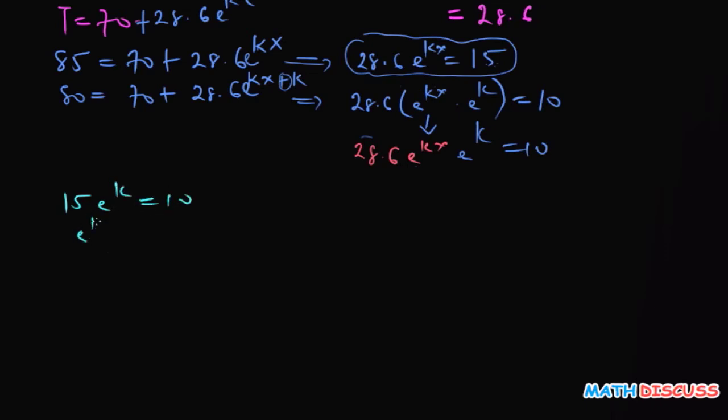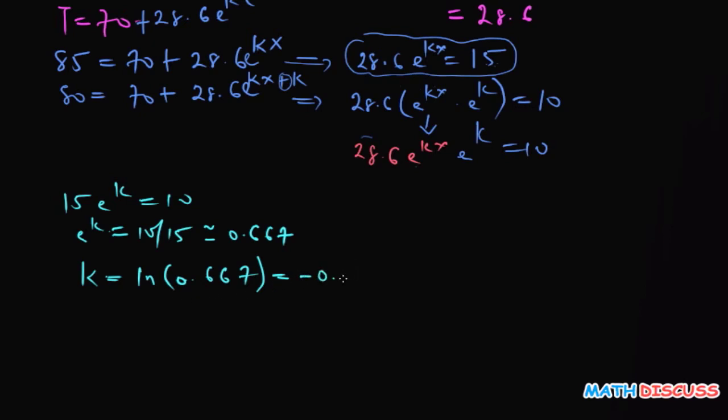So to find e to the power k, that'll be 10 divided by 15, and that's going to give us approximately 0.667. So to find k, we take the natural logarithm of both sides. So k equals the natural logarithm of 0.667, and that is going to give us negative 0.4405. So that is what we have for our k.